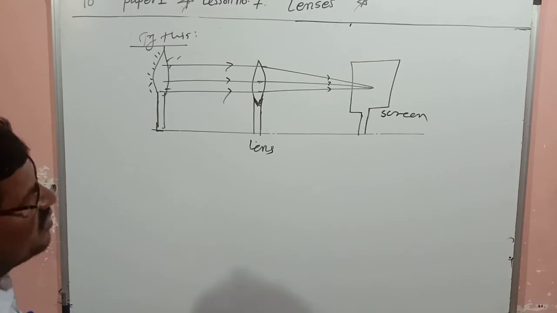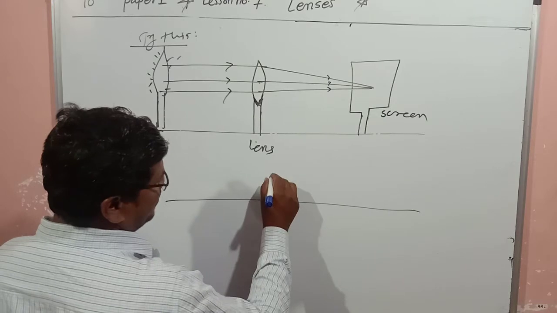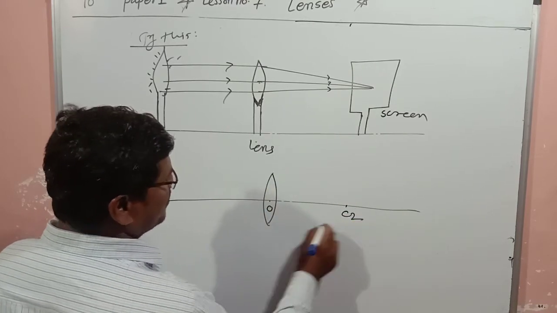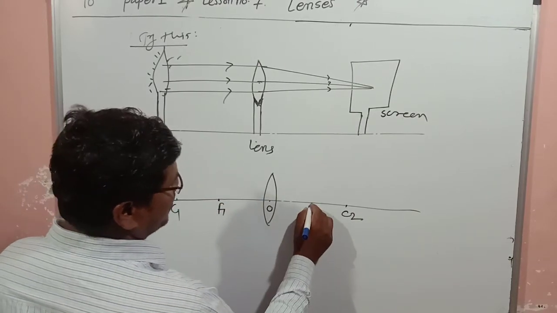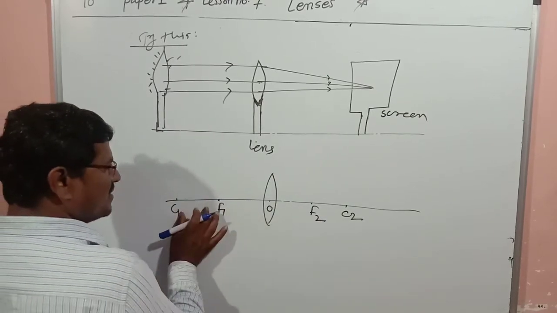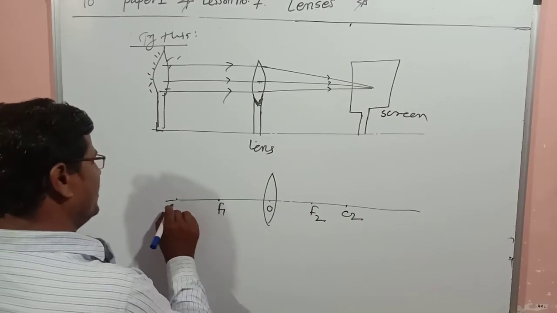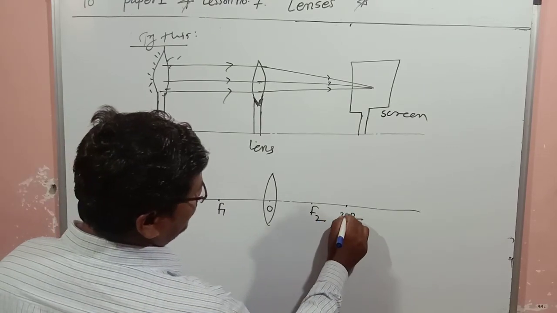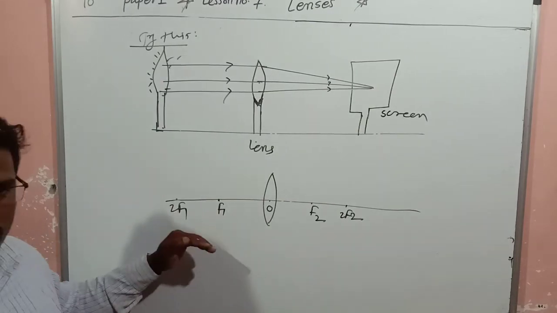Another thing you have to remember. Suppose you take the lens. Here will be the optical center, here will be C2, here will be C1, here will be F1, here will be F2, the principal focus. And this distance and this distance are the same. So you write here F1 and 2F1, and here also you write F2 and 2F2. The same thing I am going to show here.